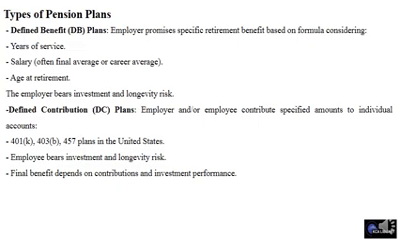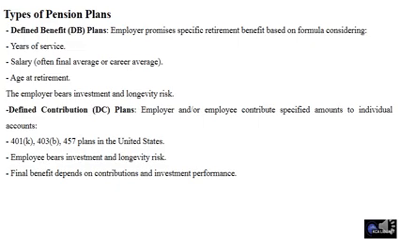So types of pension plans: we have the defined benefit, DB, plans, and the defined contribution, DC, plans. A pension plan is a retirement savings plan where an employer can contribute to a fund for an employee's future benefit, providing income payments during retirement. We have the defined benefit plans, which guarantee a specific retirement payout based on a formula like salary and years of service.